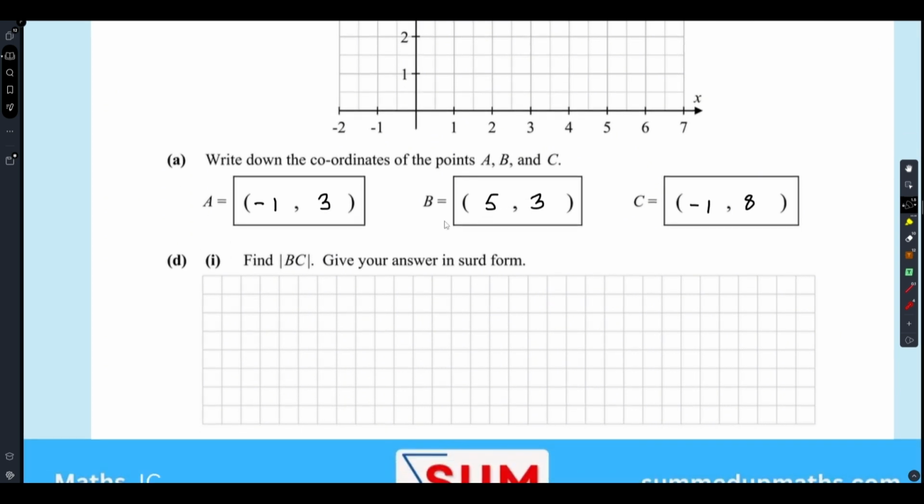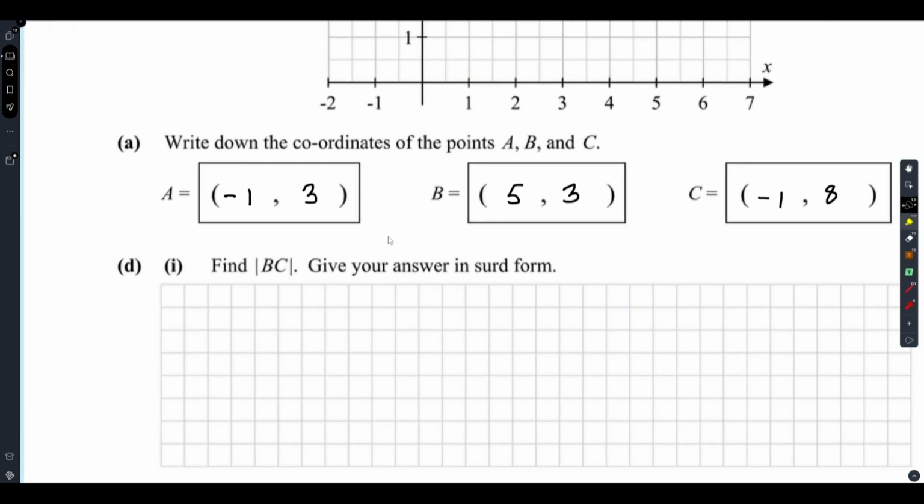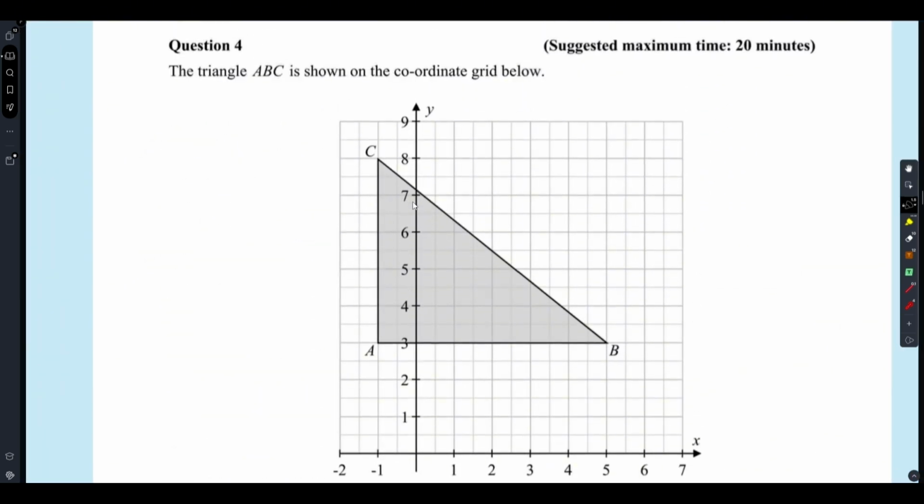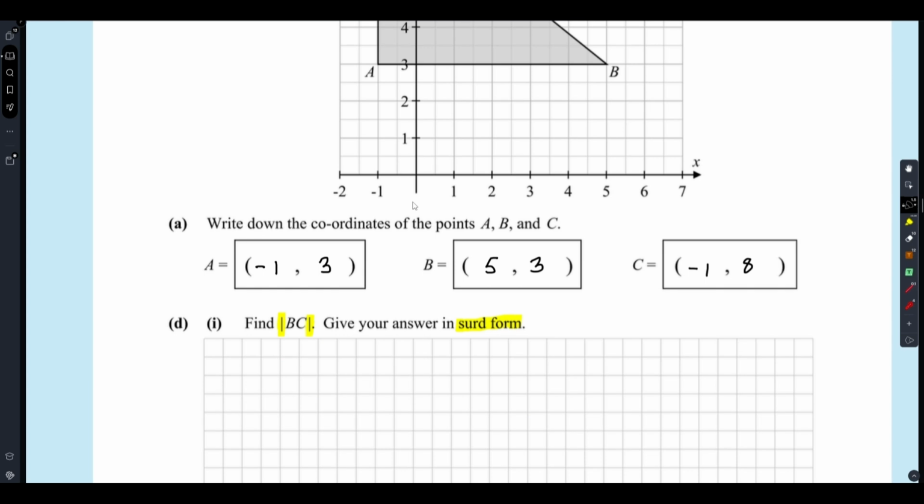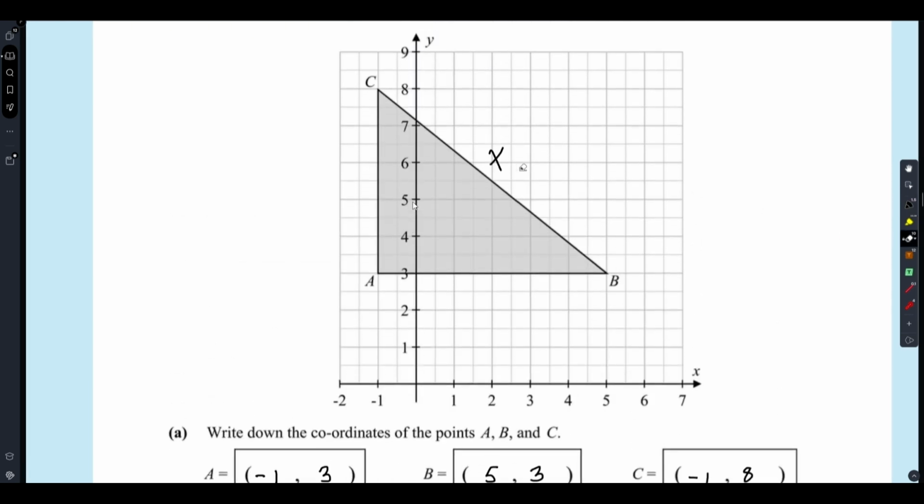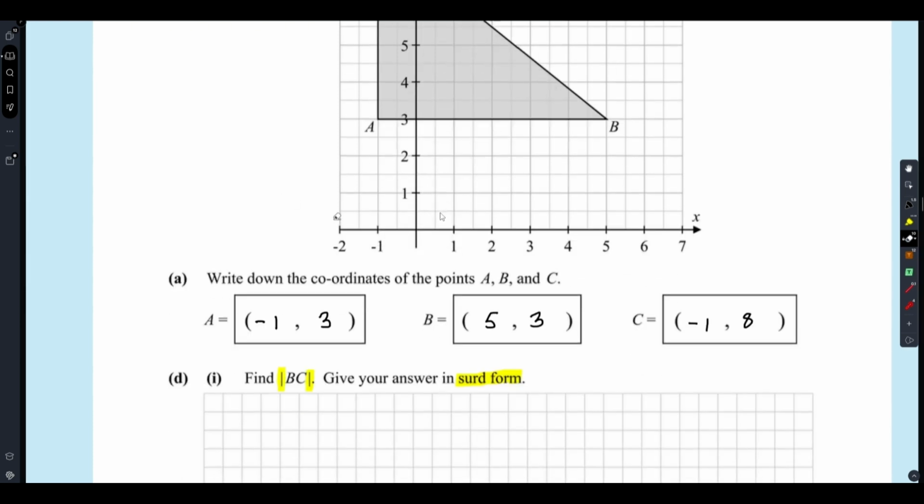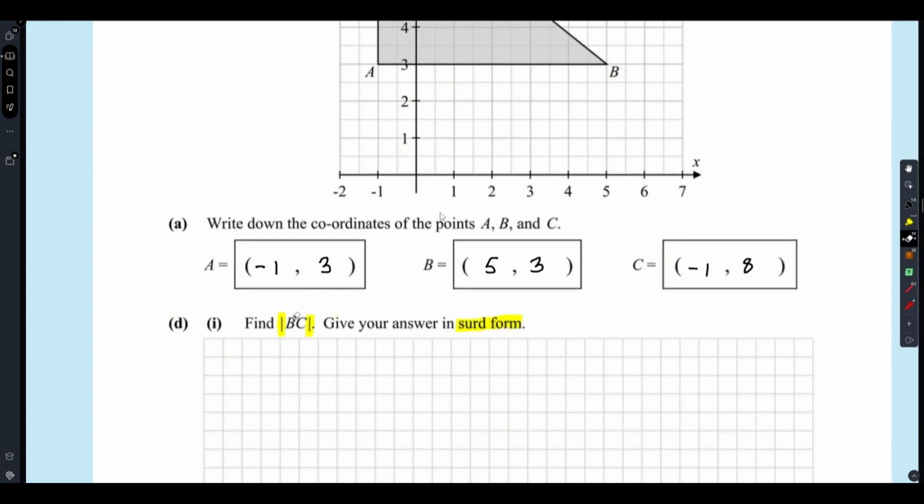Now, here's something we need to be aware of. These bars, okay, so the question is, find bars B to C. Give your answer in surd form. These bars right here mean the distance from the point B to the point C. So we want to find this distance right here. I'll just call it x for now. So that distance here, the distance from B to C. So remember, those bars, they mean distance. Now usually they'll say find the distance from B to C, but they could show you those bars.